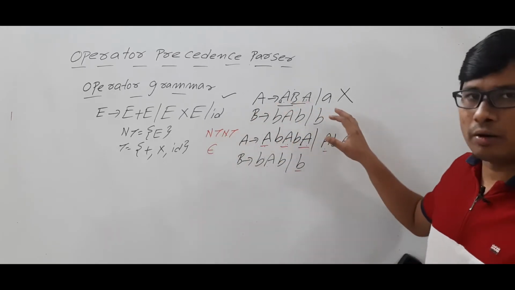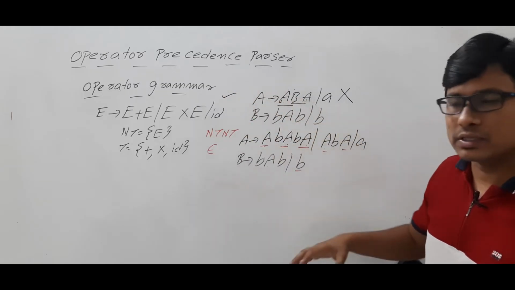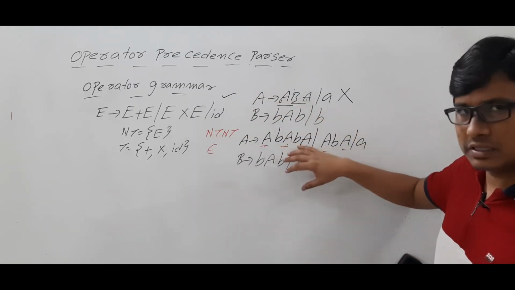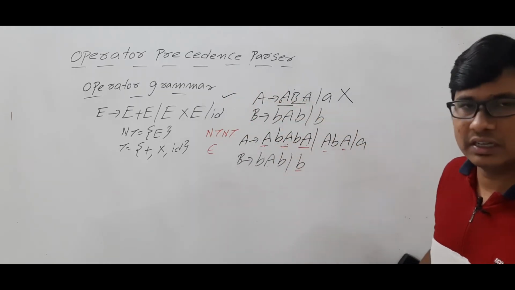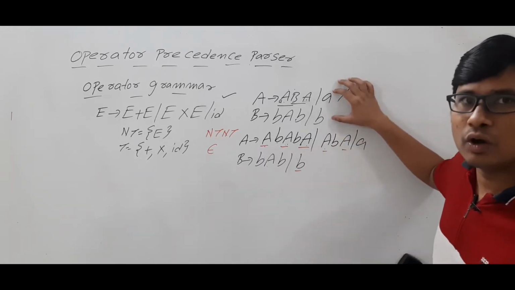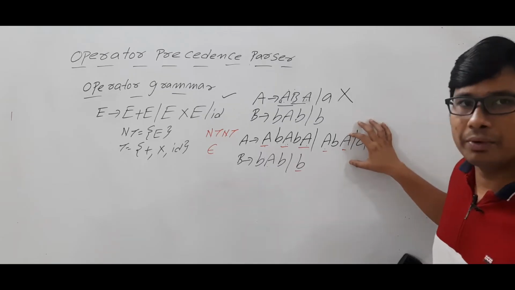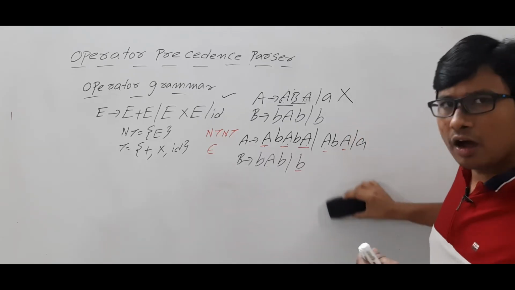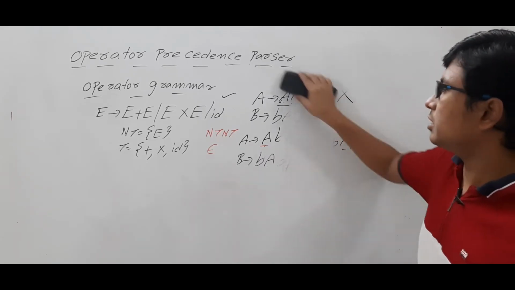But some non-operator grammars we can convert into operator grammars. This is an example I have discussed. Is it clear? I hope you have understood how I converted this non-operator grammar to an operator grammar. But all non-operator grammars we may not be able to convert.